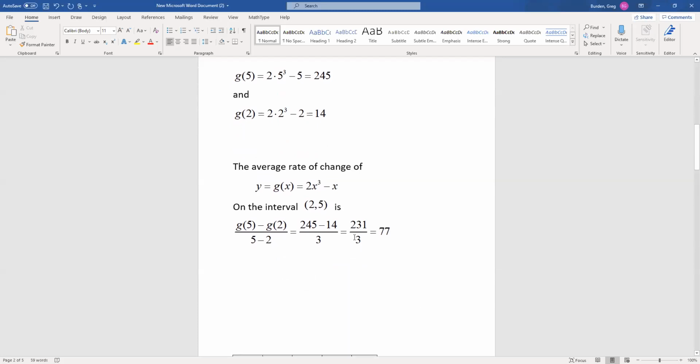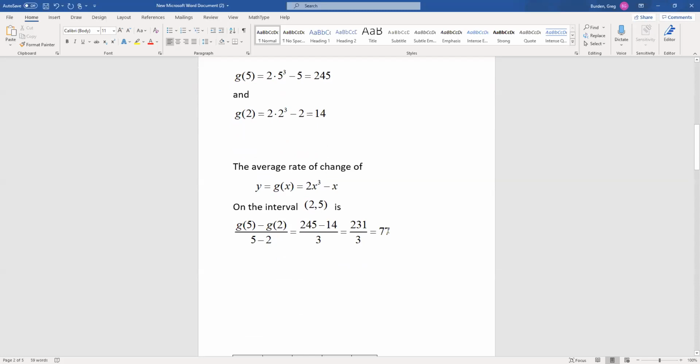Okay, so here's the average rate of change: the difference of the y values divided by the corresponding difference of the x values. 245 minus 14 is the difference of the y values, or 231. The x values had a difference of 3.